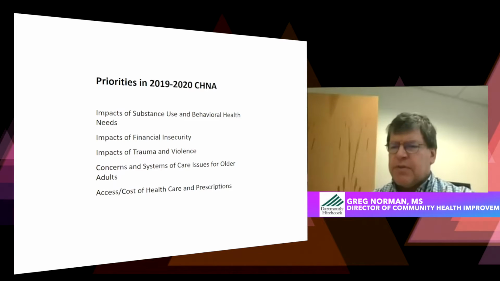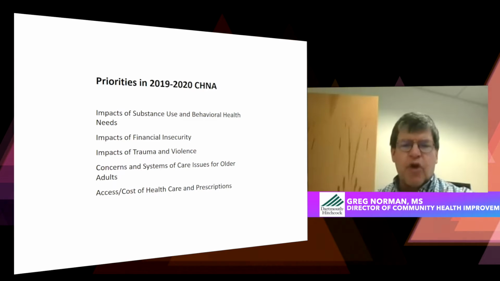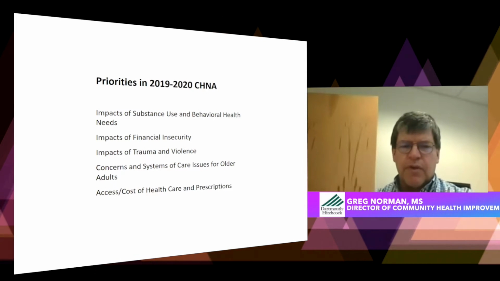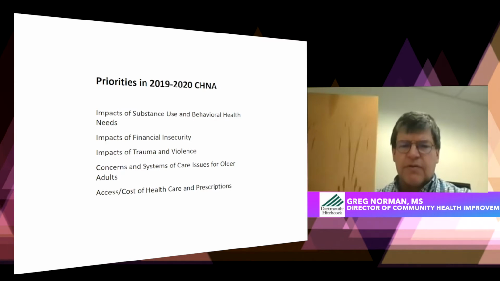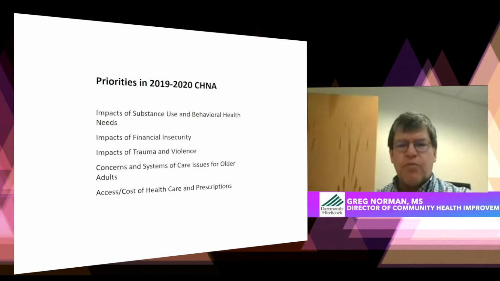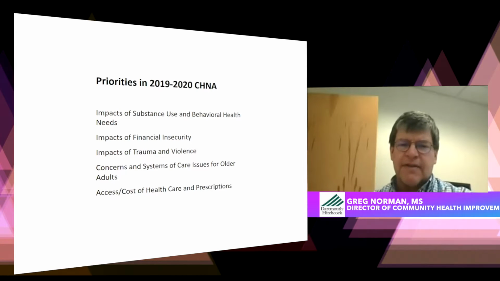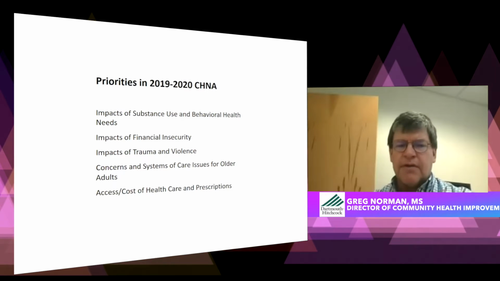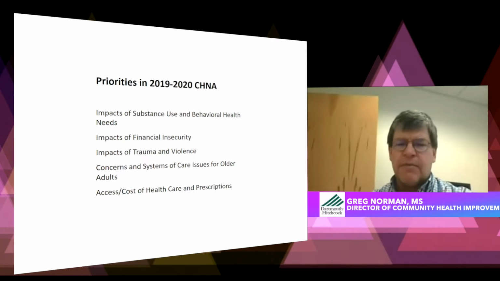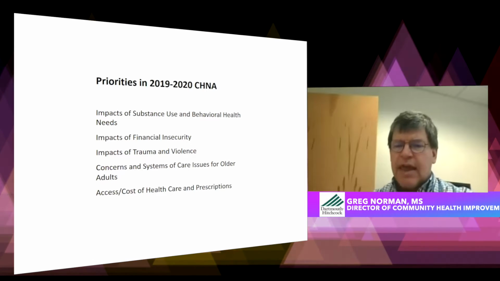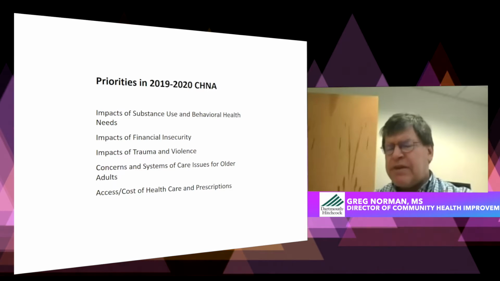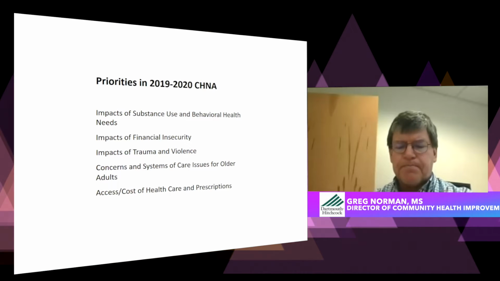And again, an increase in people talking about issues of trauma and violence, whether it be physical and sexual abuse or whether it be child abuse, was an issue that showed more clearly in our last cycle of needs assessment than it had previously. And then continuing concerns around how we're mobilizing as a community around the needs of older adults, and continuing challenges around health and access to healthcare, and particularly to prescription drugs.